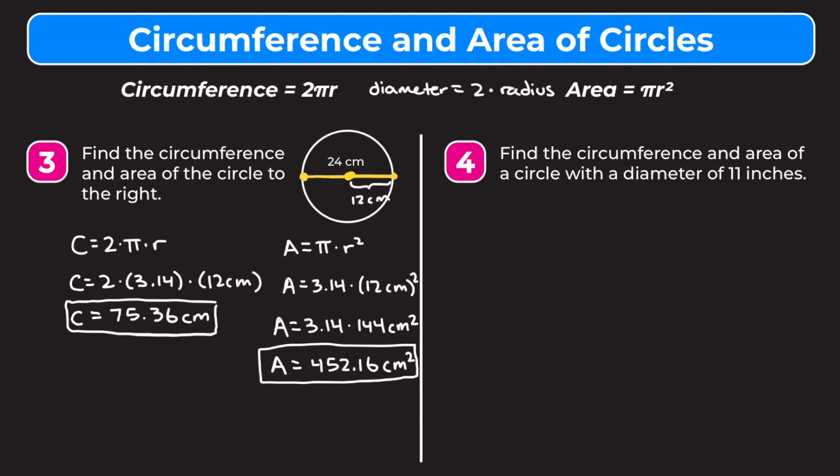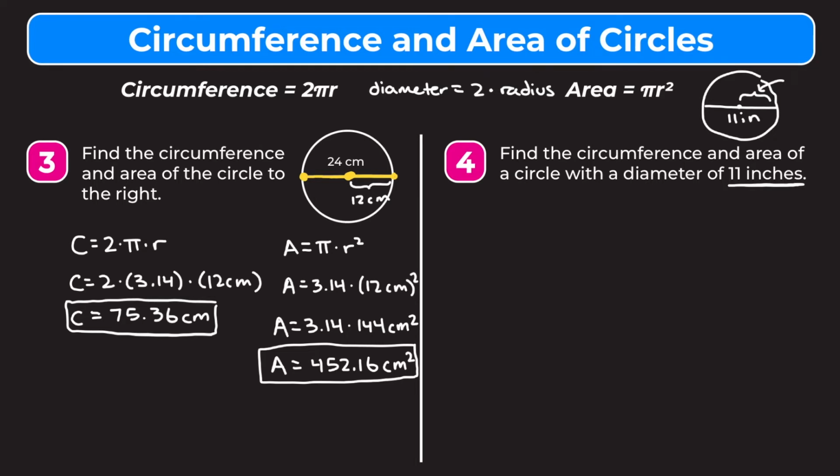Again, we just don't have a picture. So it says find the circumference and area of a circle with a diameter of 11 inches. If you guys want a visual, just draw this up here. So we have a diameter of 11 inches. And remember, the radius is just half the diameter. So this is going to be our radius.